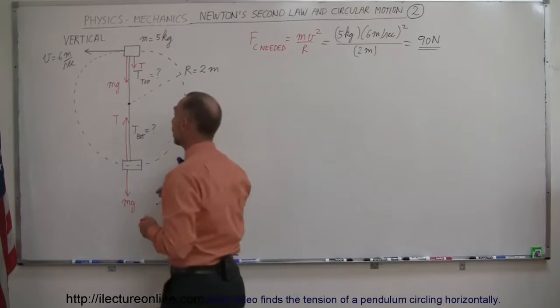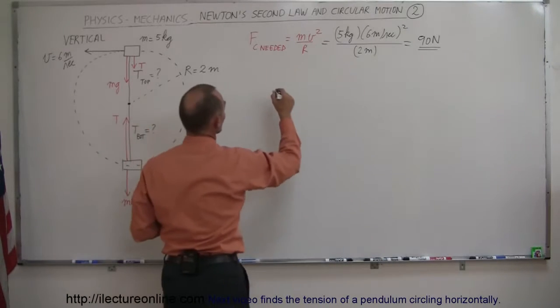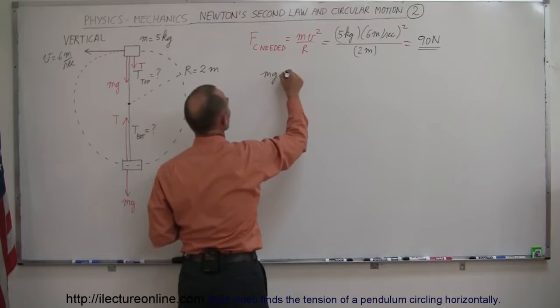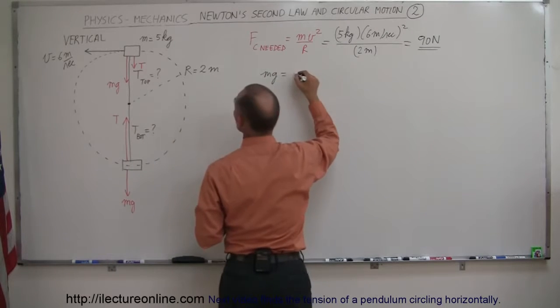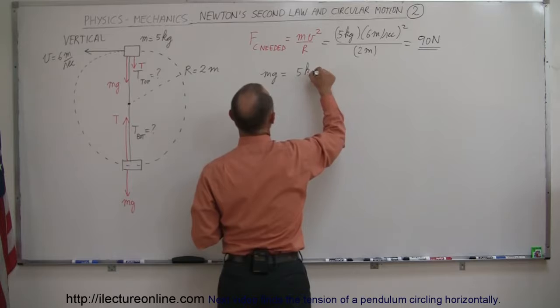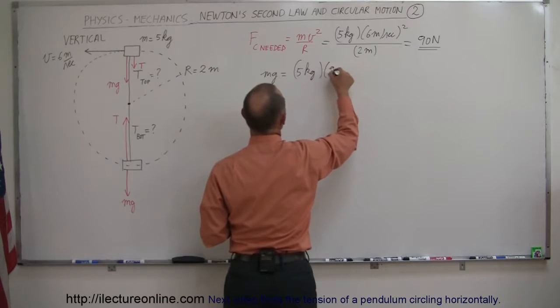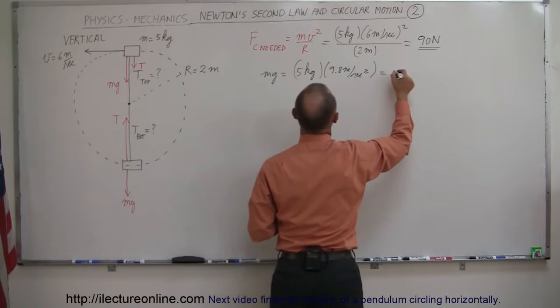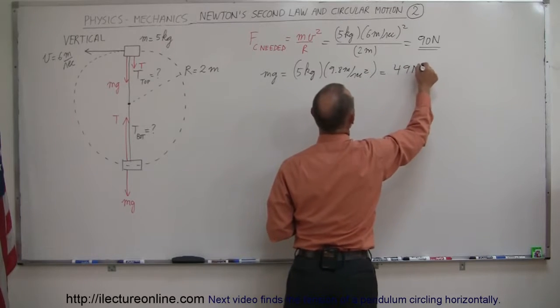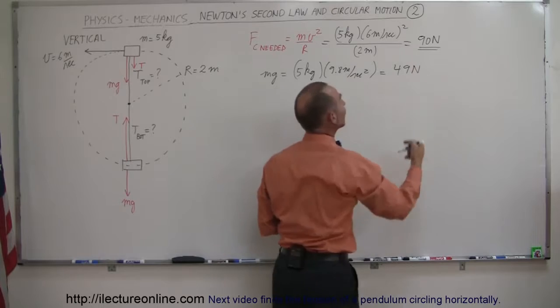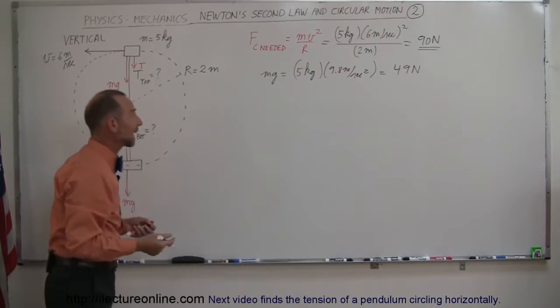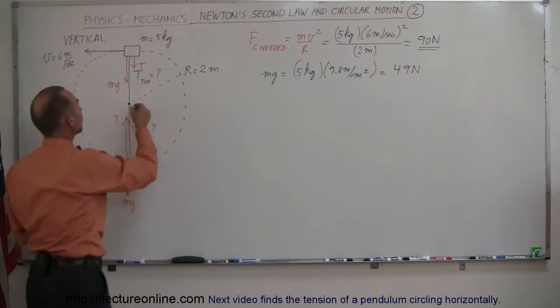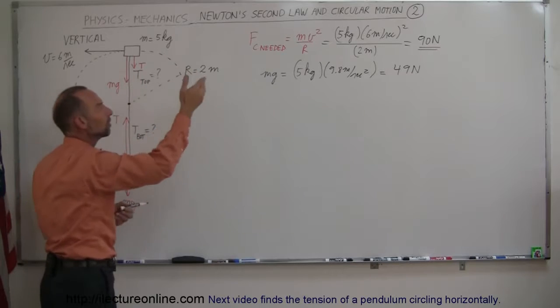Now let's find out what the weight of this object is. So in this case we see mg is equal to the mass, which is 5 kilograms, times acceleration due to gravity, which is 9.8 meters per second squared. And you can see then that the weight of the object is 49 newtons, which is not enough to provide the 90 newtons required for this object to stay in a circular path, which means the tension in the string has to make up the deficit.